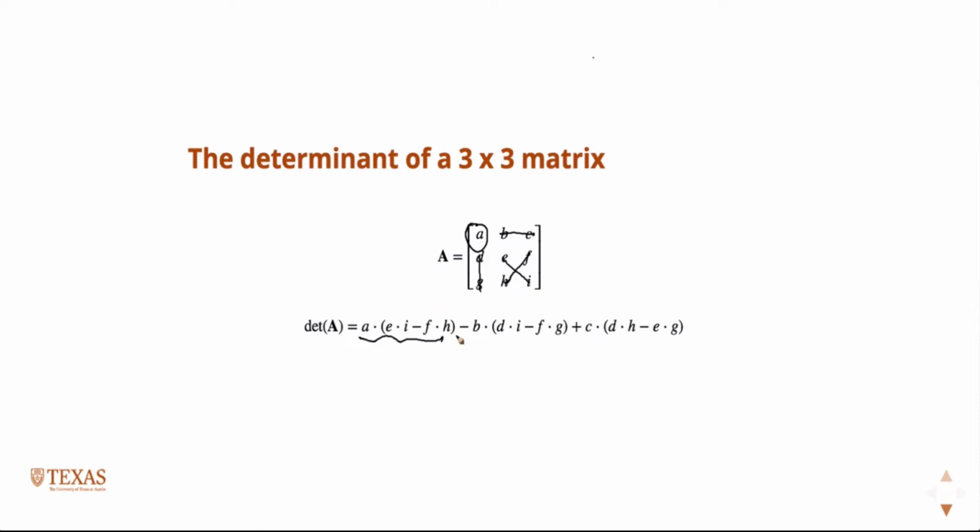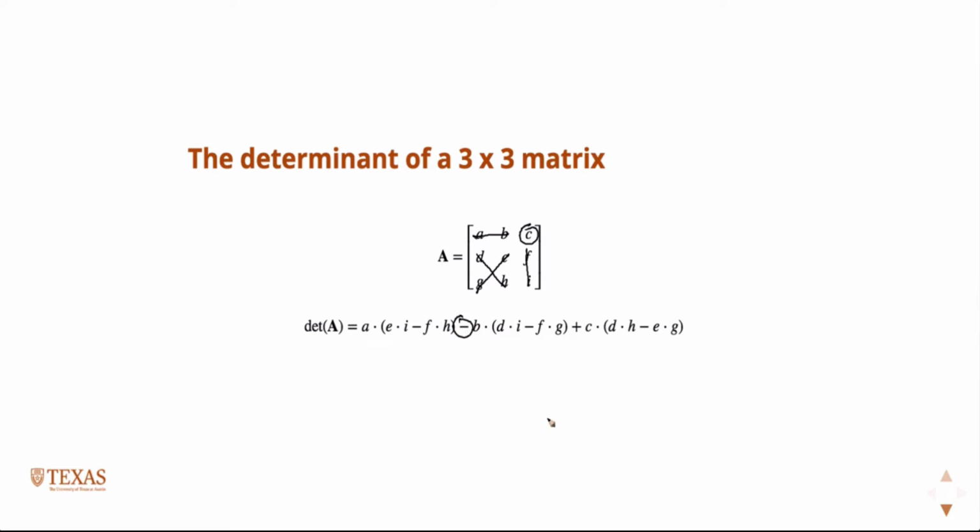And then the thing you do have to remember is there's a minus sign, so they'll always alternate plus, minus, plus, minus, plus, minus. And this generalizes to very large matrices. So for the second one, I'm going to take B, cross out the row and column, and take the determinant of what's left. So D times I minus F times H, that's what you have there. For C, I cross out the row and column and take the determinant of what's left: D times H minus E times G. So all you have to remember is that it goes plus, minus, plus, minus, plus, minus.